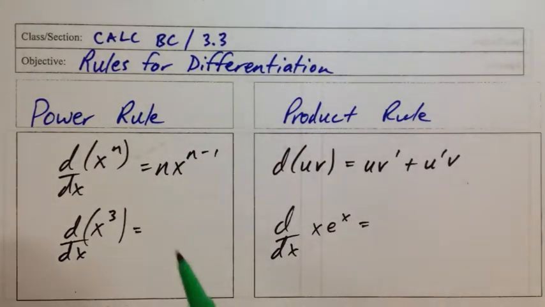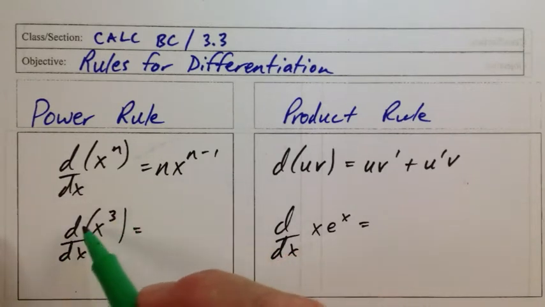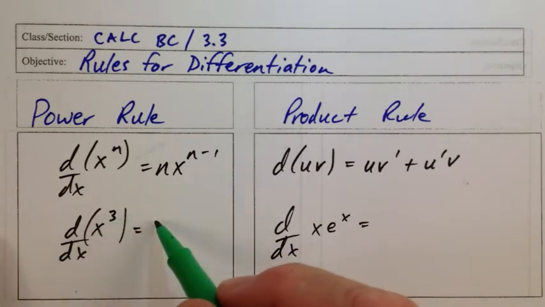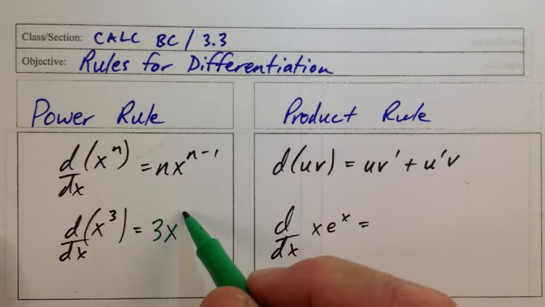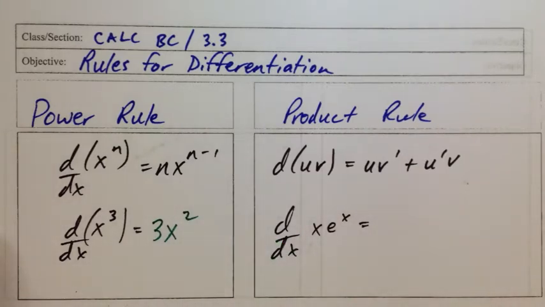The power rule says that when you're taking the derivative of x to some power, you take the power, bring it out front, and then subtract 1 from the exponent.